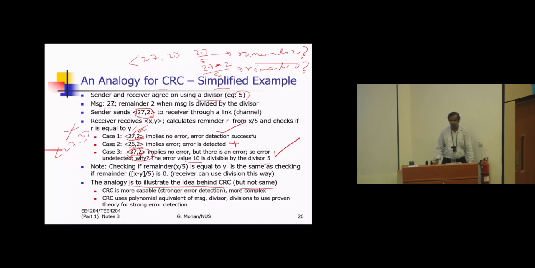Actually, it's a good frame, but the receiver doesn't know, right? That the 27 is correct, the error is in 3, it doesn't know. It will drop it. Is that okay?